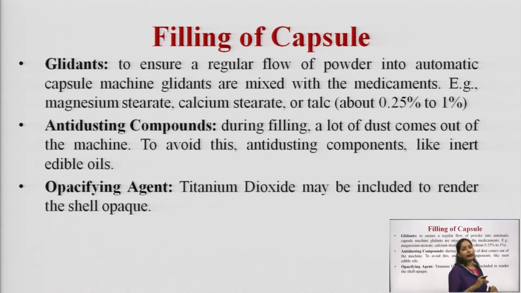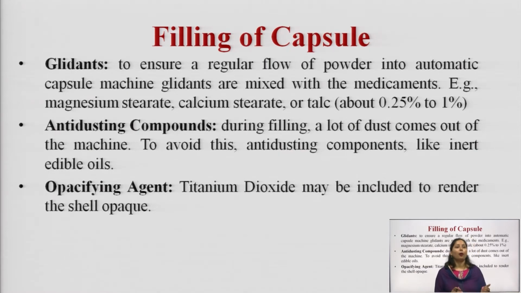Then anti-dusting compounds. During filling, a lot of dust comes out of the machine. To avoid this, anti-dusting components like inert edible oils are incorporated into the formulation. The role of anti-dusting compounds is to control the excess fumes or dust which is generated during the filling of the powder from the hopper into the capsule.